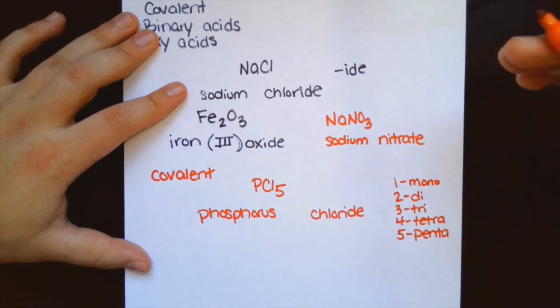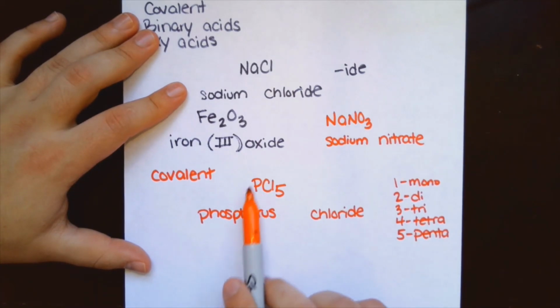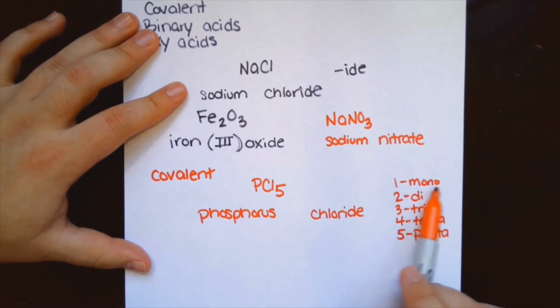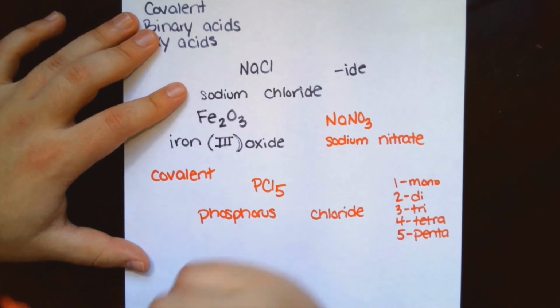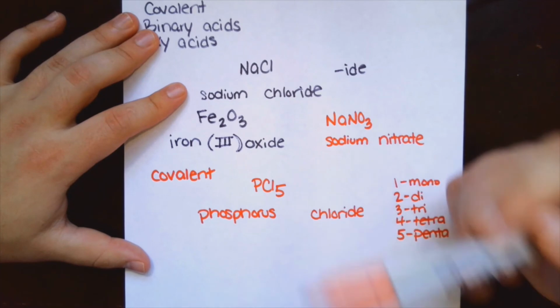Now, if the first element only has 1 present, so here, this phosphorus is only one of them, you don't have to give that a prefix. But that's the only time when you don't have to use a prefix in a covalent compound, is when the first element only has 1 atom present.